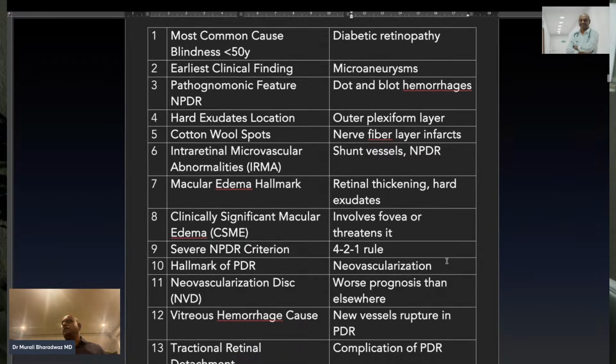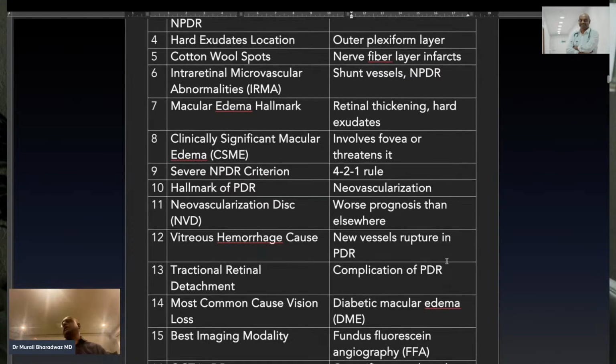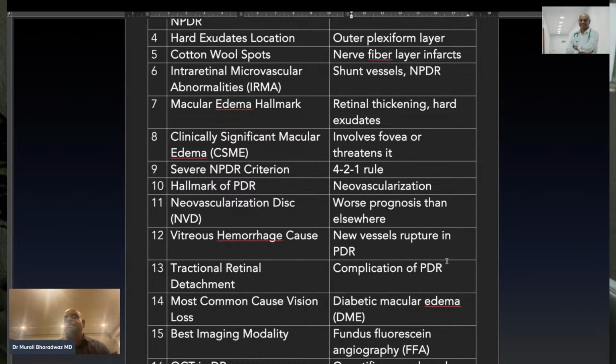Then what is IRMA? Whenever there is non-proliferative diabetic retinopathy, it progresses to proliferative with neovascularization. When there is non-proliferative, intraretinal microvascular abnormalities will be found. Right? So what is the hallmark? It is macular edema.